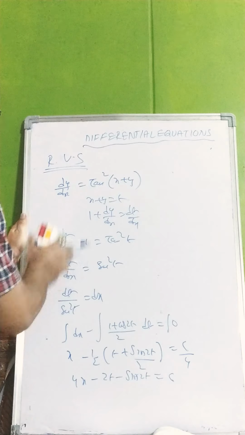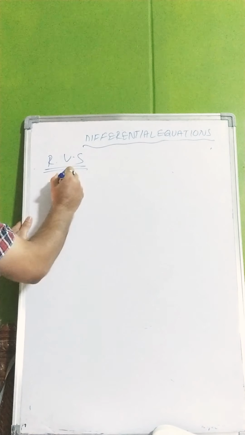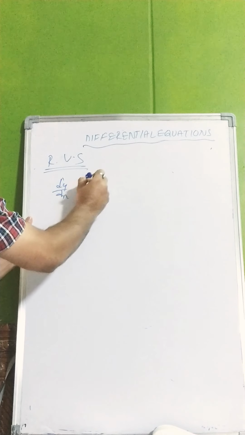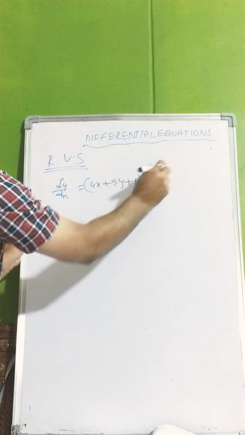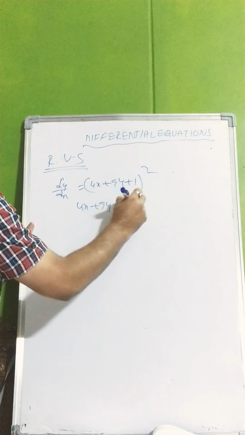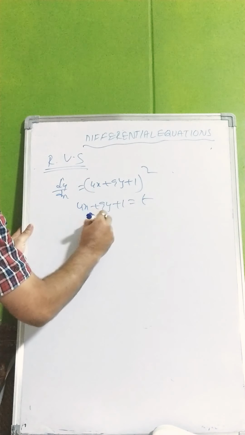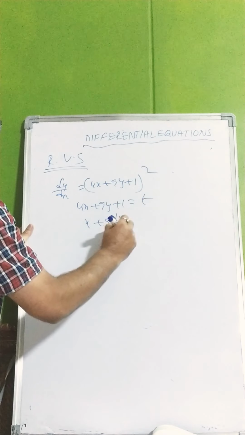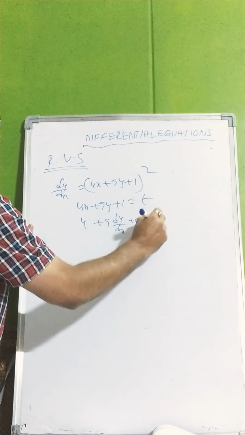One more example. Not only always x plus y, sometimes you may have it like this also: dy by dx is equal to 4x plus 9y. It's a familiar one for you people, right? So now take 4x plus 9y plus 1 is equal to t. Directly you can take, and differentiating, 4 plus 9 dy by dx plus 0 is dt by dx.